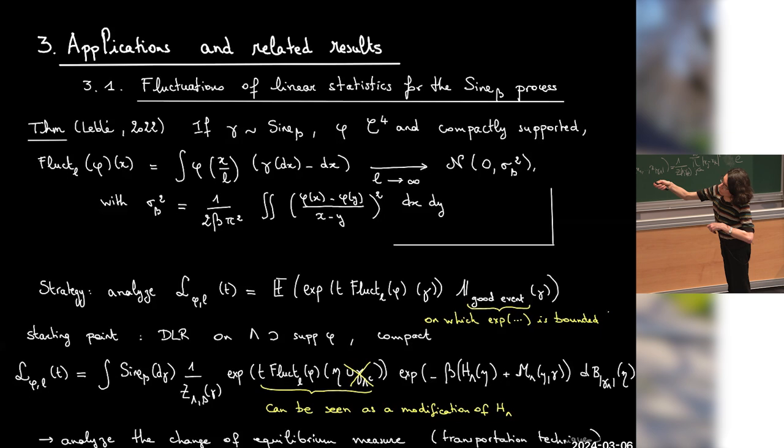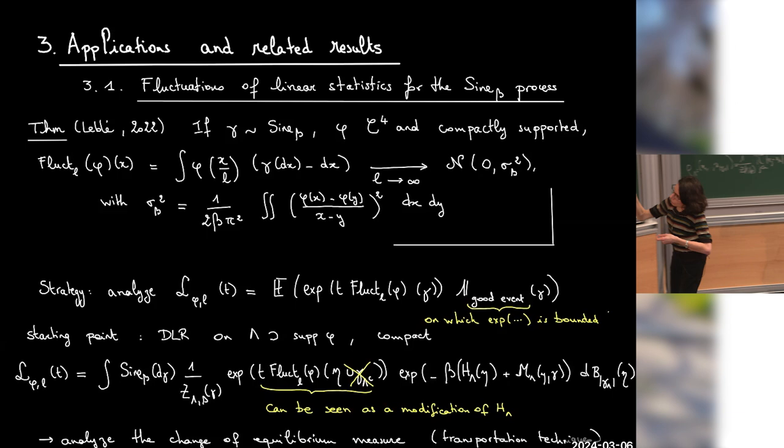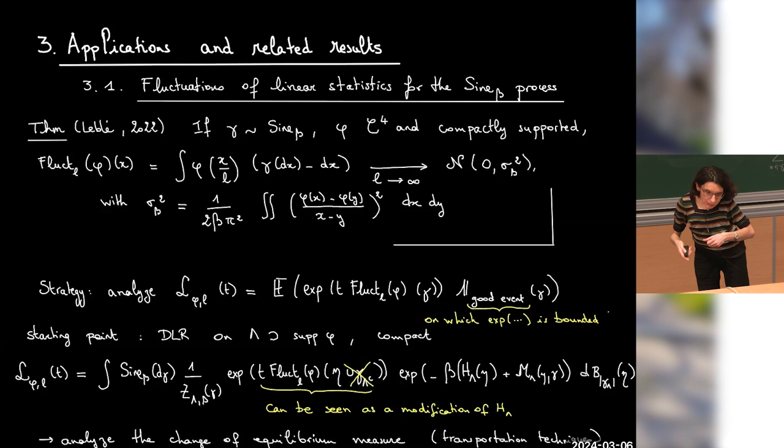And so here, in fact, what you have is just a normalizing constant. It's a new Z, but with a slightly different interaction. And then the whole machinery is to compare the normalizing constant with the initial interaction and the normalizing constant with the new one. There's a lot of work, but I just want to explain that the DLR equation is used to start the process.